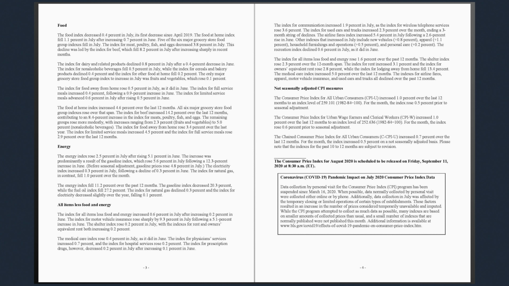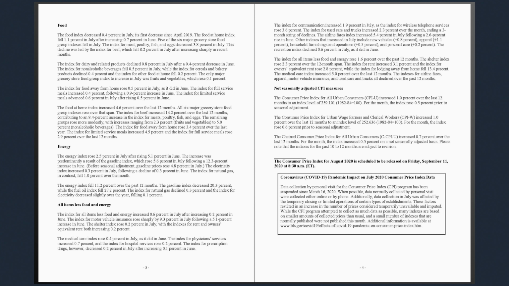The medical care index rose 0.4% in July, as it did in June. The index for physician services increased 0.7%, and the index for hospital services rose 0.2%. The index for prescription drugs, however, decreased 0.2% in July after increasing 0.1% in June. The index for communication increased 1.9% in July, as the index for wireless telephone services rose 3.6%.